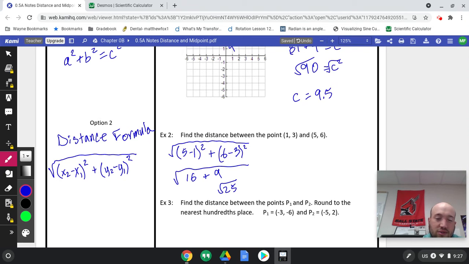Now some of you might be thinking, well, square root of 25 could be plus or minus 5, but this is distance, so it has to be a positive distance. We can't go negative with our distance. So 5 is our answer.